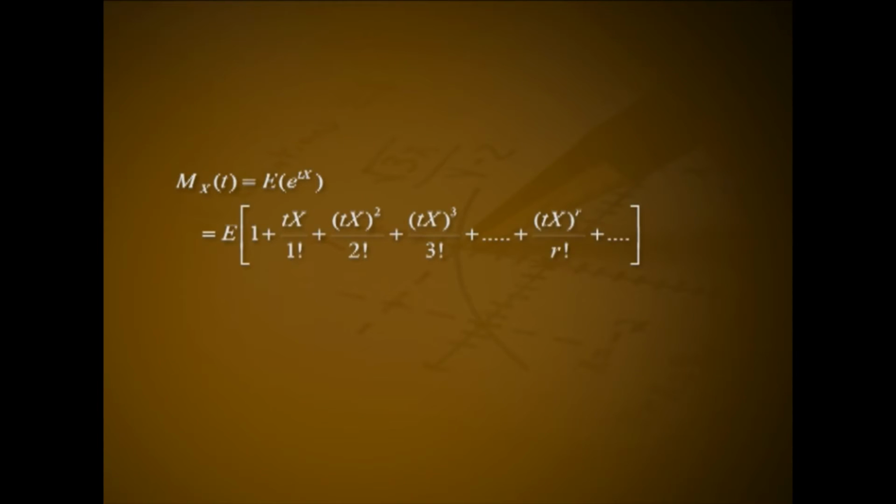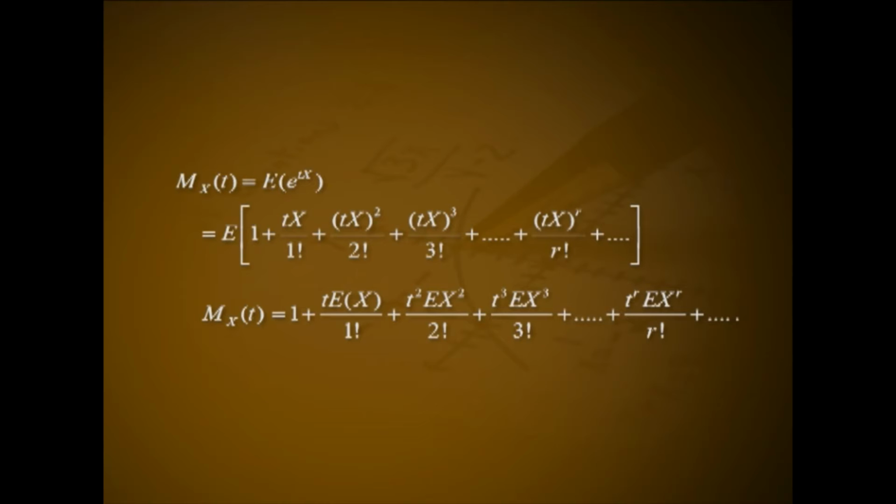M_X(t) is equal to the expectation of e raised to tX. That is equal to the expectation of 1 plus tX by 1 factorial plus (tX) the whole square by 2 factorial plus (tX) the whole cube by 3 factorial plus etc., plus (tX) the whole raised to r by r factorial plus etc.